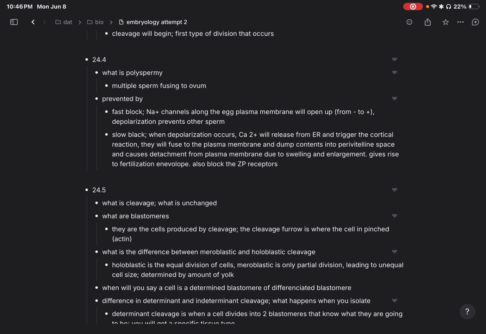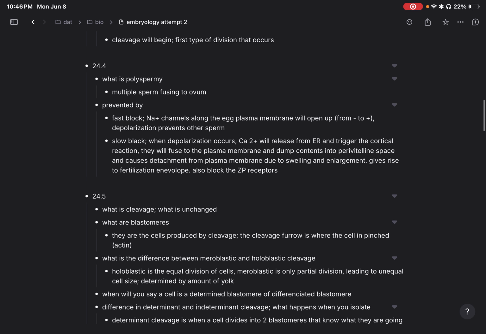Now there's a slow block as well. When depolarization occurs, the calcium ions will be released from the endoplasmic reticulum, and that'll cause the cortical reaction, as these cortical granules, which we talked about earlier, will fuse to the plasma membrane and then put the content, the calcium 2 plus, into this empty space, the perivitelline space, and then that'll cause it to swell up and block the ZP receptors, also causing detachment from the plasma membrane.